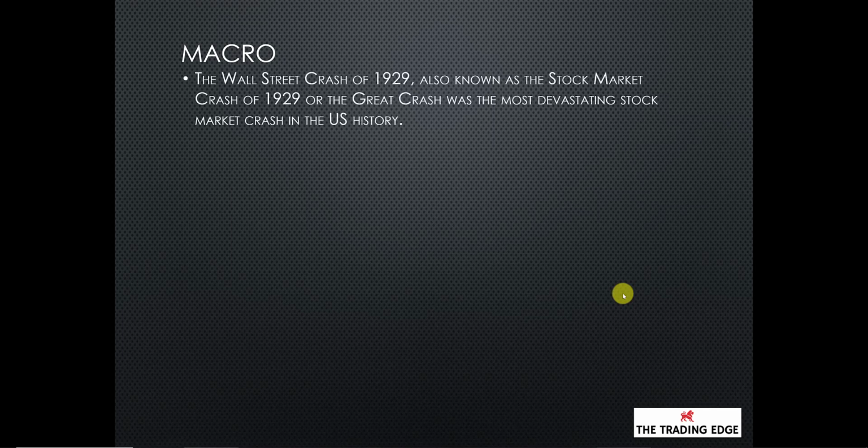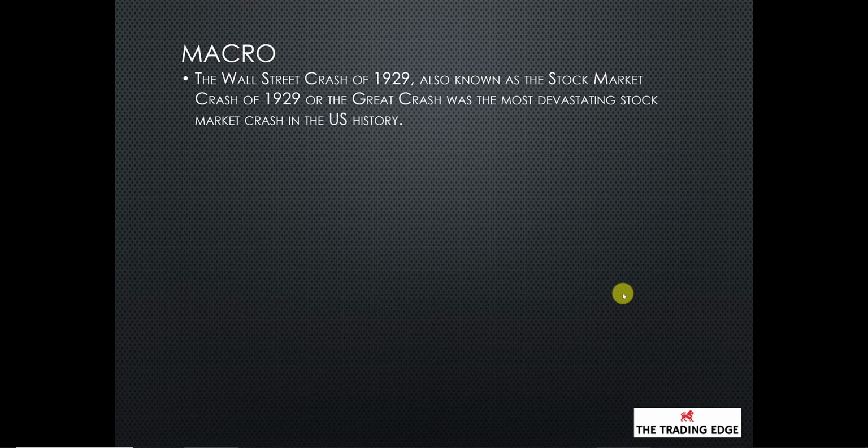So some of the macro factors before we actually get to the charts: the Wall Street crash of 1929, also known as the stock market crash of 1929, was at that time the most devastating stock market crash in modern financial history. Of course, there were some big ones prior, but not in the U.S. There's the tulip mania crisis in Europe.